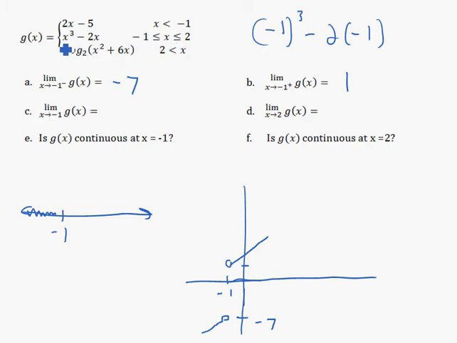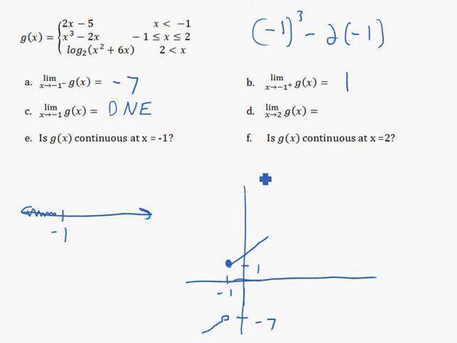So this is what this graph looks like. It jumps from -7 up to +1. Since that happens, since I can't zoom in on -1 and close in on all those y values, because there's some up here and there's some way down here, this limit does not exist. My graph's not going to the same place on both sides.